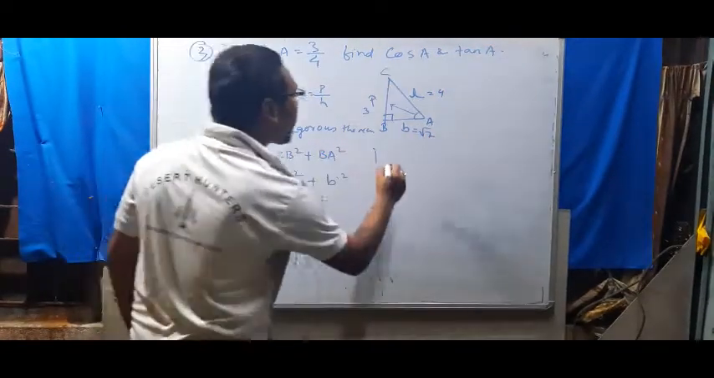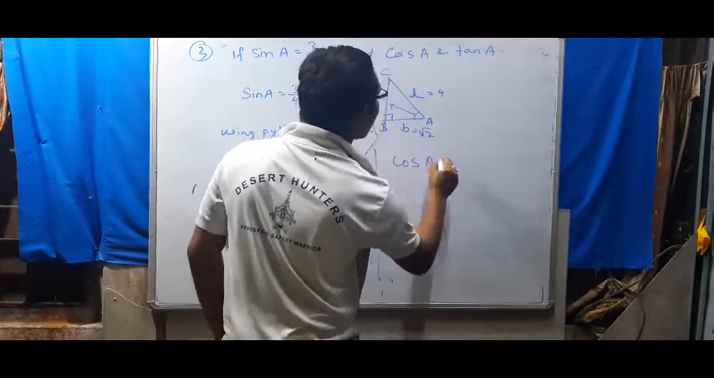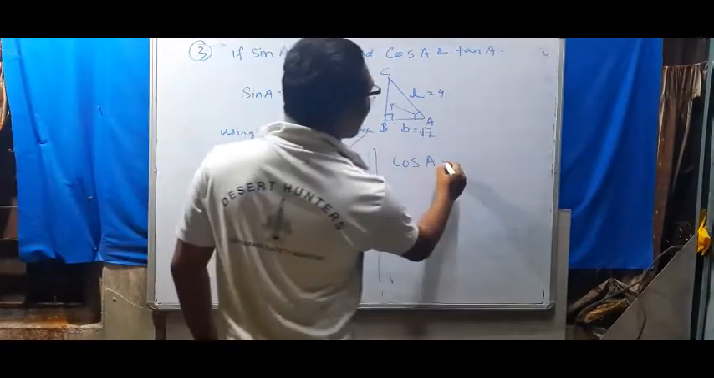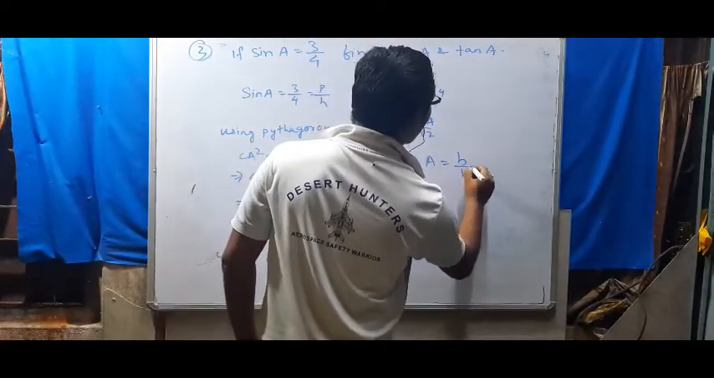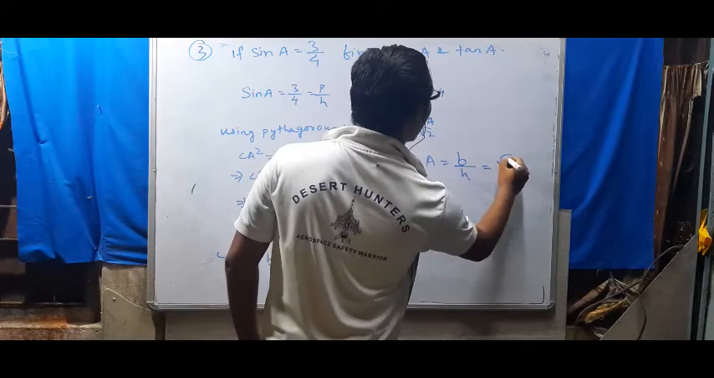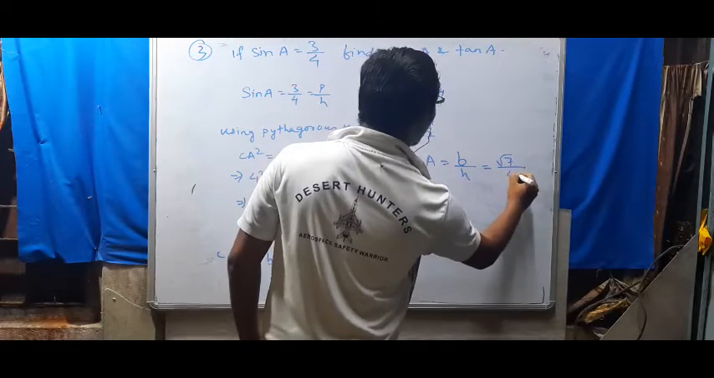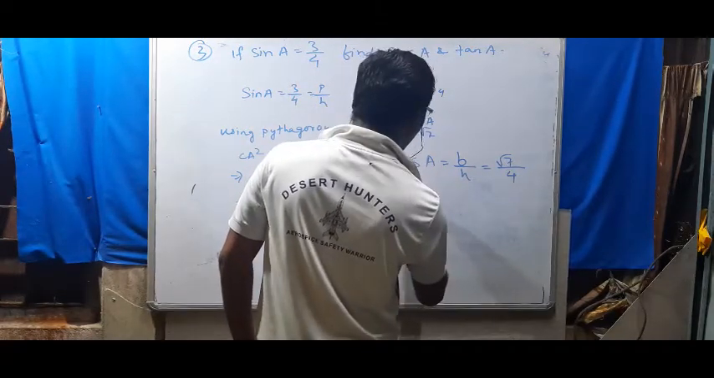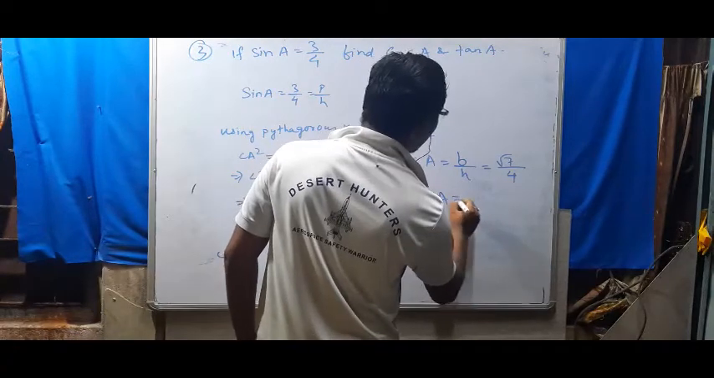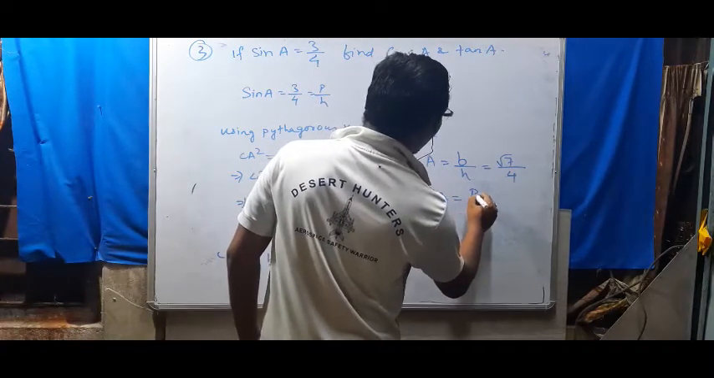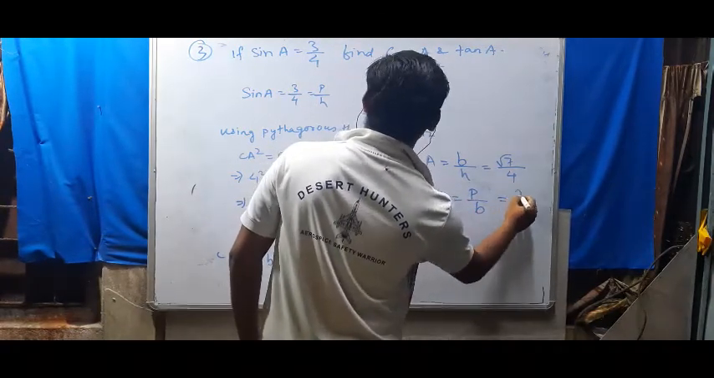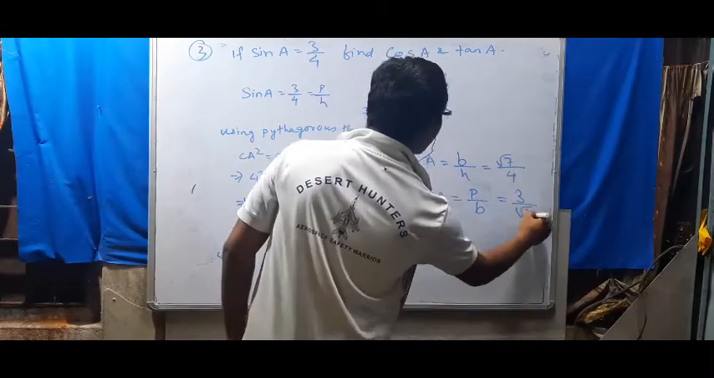Now we have to find cos A. So this is already angle A, so it is B by H. So B is equal to root 7 by H is equal to 4, and tan A is equal to P by B. P is 3, B is root 7.